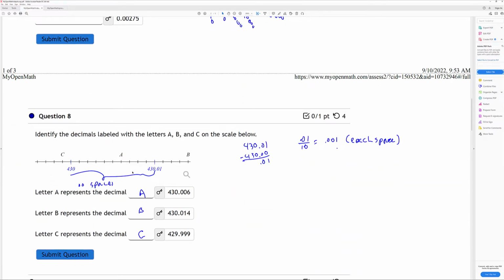Question 8. Identify the decimals labeled with letters A, B, and C on the scale below. So I counted out the spaces between 430 and 430.01. Okay, and I counted out 10 spaces. So the distance between them is 0.01, and I divided each one by 10 to see how much each space represented. So each space represented 1,000th. Okay.